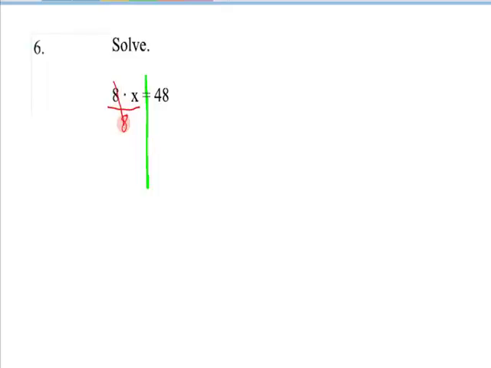I'm going to divide by 8 because 8 divided by 8 is 1, or 1x, and I have to divide 48 by 8. That gives me x. This one is an easier problem. I should know that as my multiplication fact. 48 divided by 8 is 6. So I have my solution. When you see multiplication, you use division.